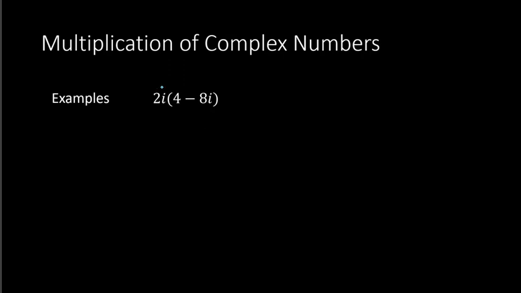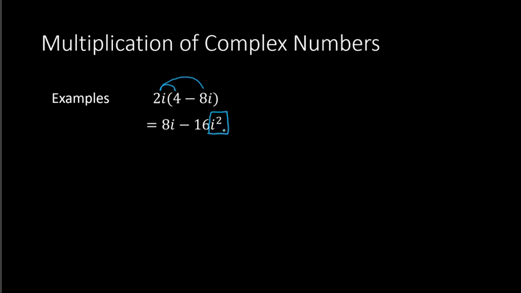Well, let's try distributing. So we have 2i times 4, which gives you 8i. And then 2i times negative 8i would give you negative 16i squared. So if this were just regular variables and numbers, we would just leave it like this. But in this case, we need to simplify. And i squared, remember we said i squared is negative 1. So we saw that in the last slide.